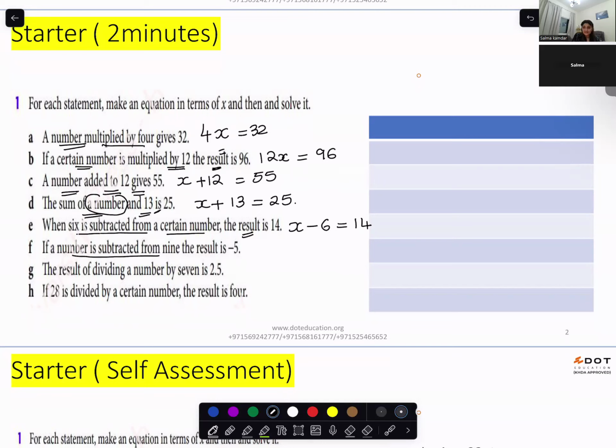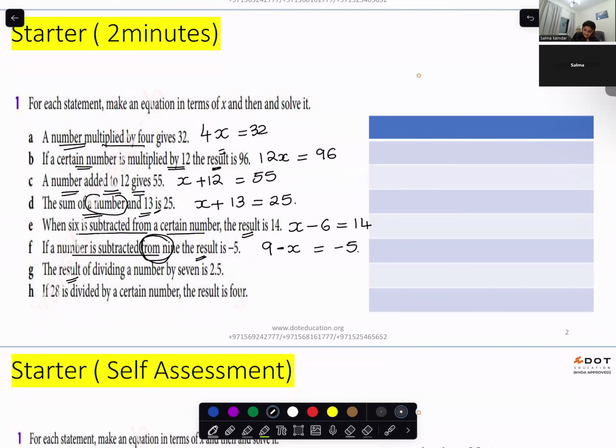A number is subtracted from 9. That means from 9, I am subtracting the number. Result means equal to, it is equal to minus 5.